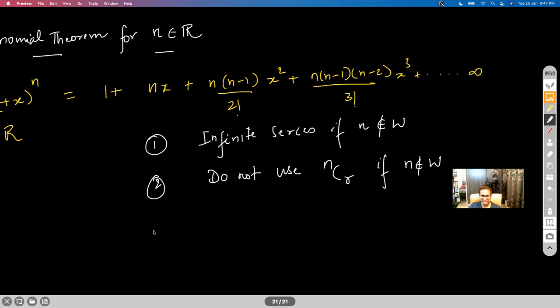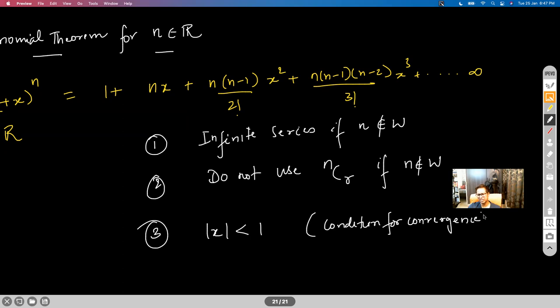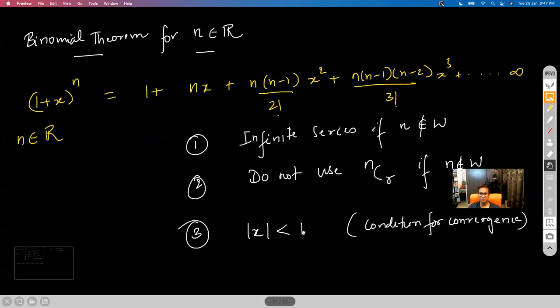Okay. Third thing is, for this series to be convergent or for this binomial theorem to hold true, your mod of x should be less than 1. This is called the condition for convergence. Now, nothing new. This is something which we have already had a taste of in our bridge course also. Now, why should mod x be less than 1? That means why should my x be between minus 1 to 1?